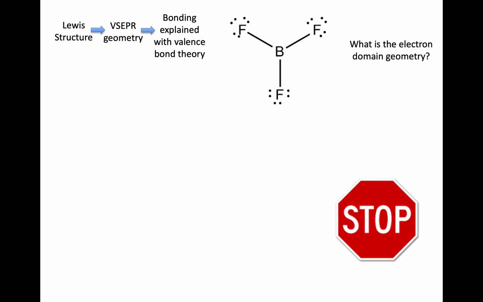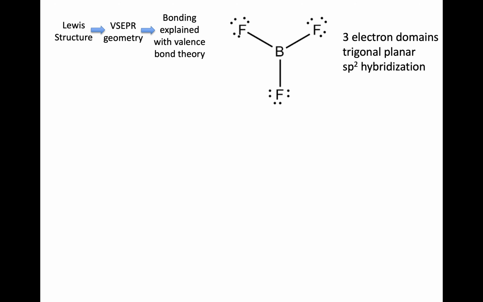So we begin with the Lewis structure, we do a VSEPR analysis, and then we can explain the bonding using valence bond theory. Let's see how it works with something like BF3. So begin, pause the video. What is the electron domain geometry for that central atom? I see three electron domains. That tells me it's a trigonal planar geometry. If I need to explain the bonding in three electron domains, if we think back just a moment ago, that's explained using sp2 hybridized orbitals. Three electron domains are explained with sp2 hybridized orbitals.